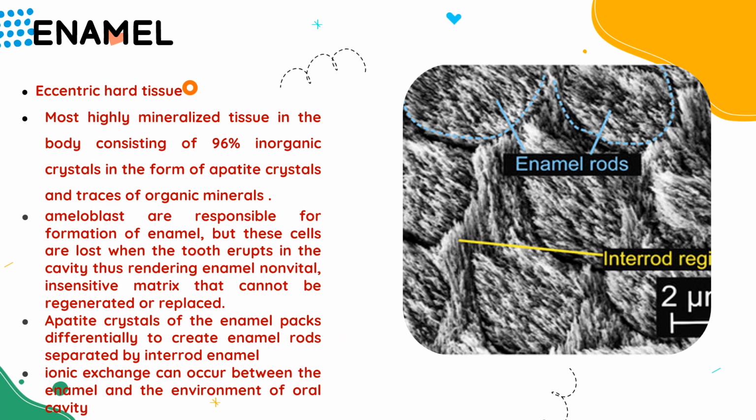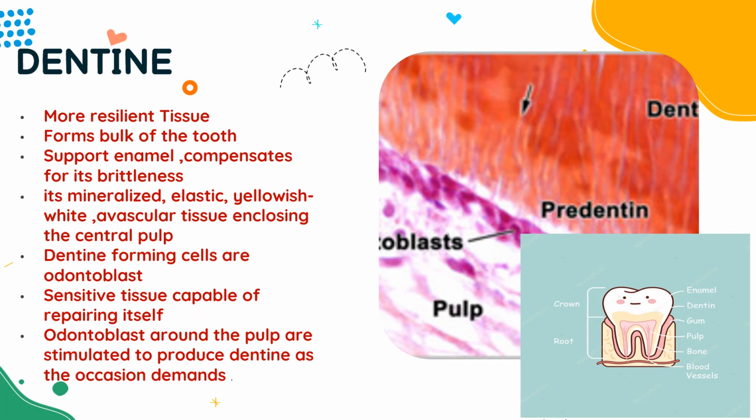So this was a summary, and now dentine, as compared to enamel, is a more resilient tissue and forms the bulk of the tooth, and it provides support to enamel, and it also compensates for its brittleness. It is less mineralized tissue as compared to enamel and is elastic, has a yellow-white color, and it is an avascular tissue which encloses the central pulp.